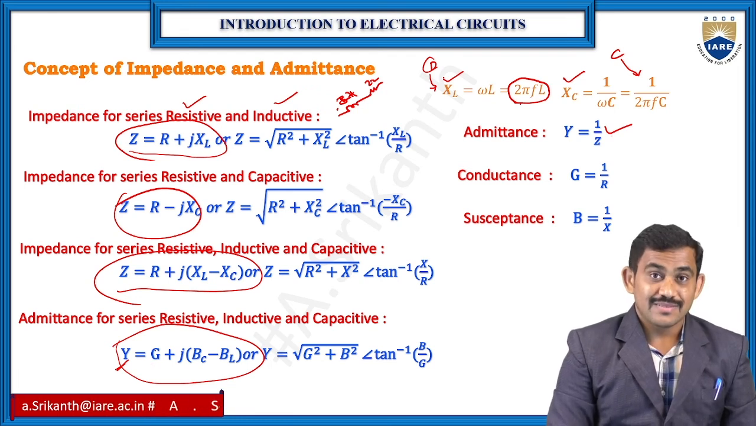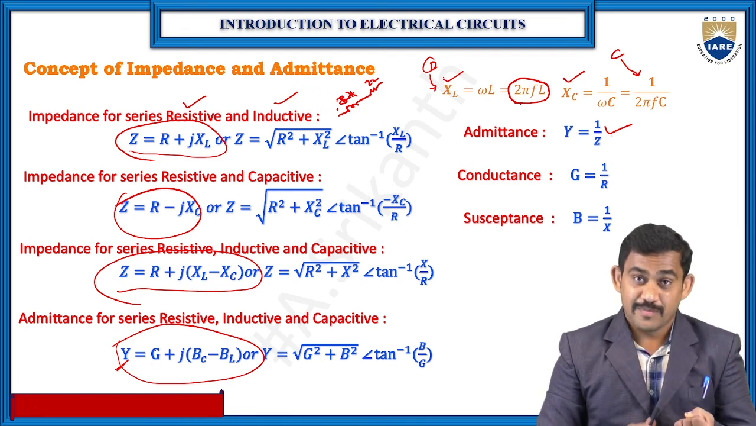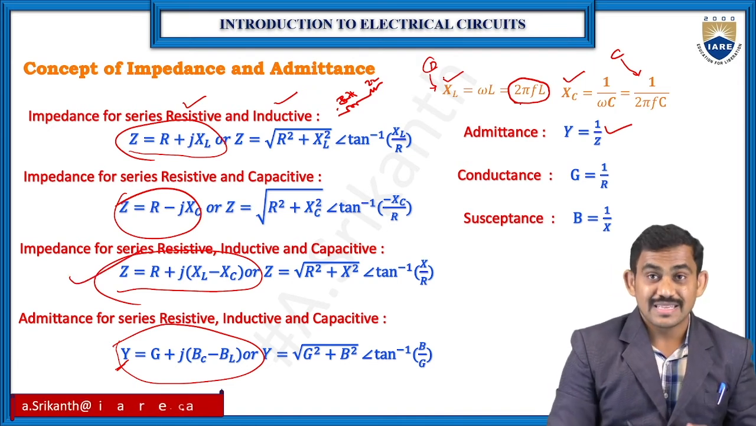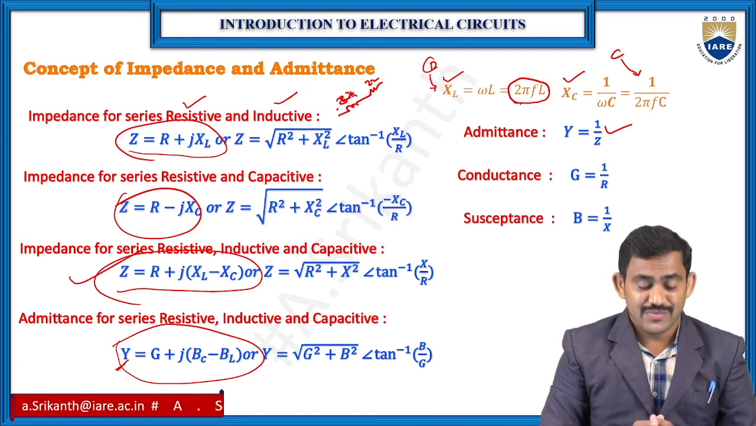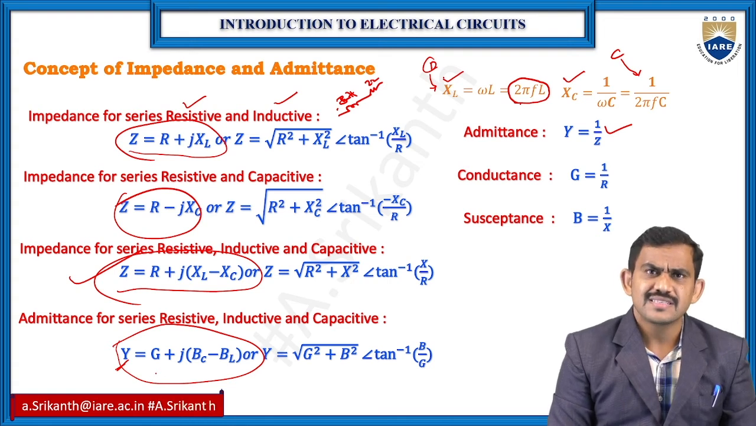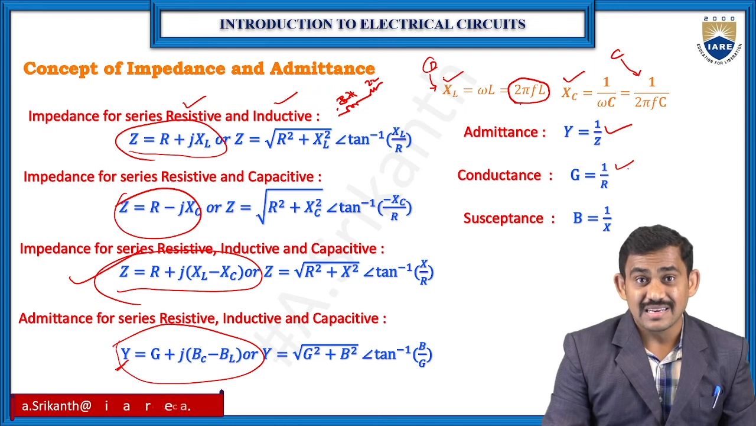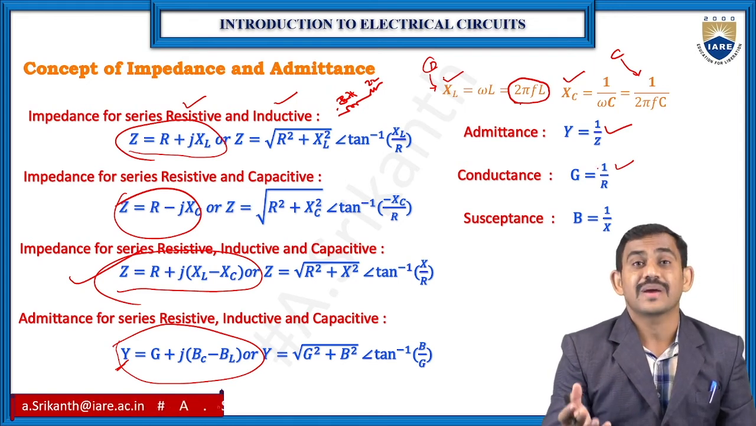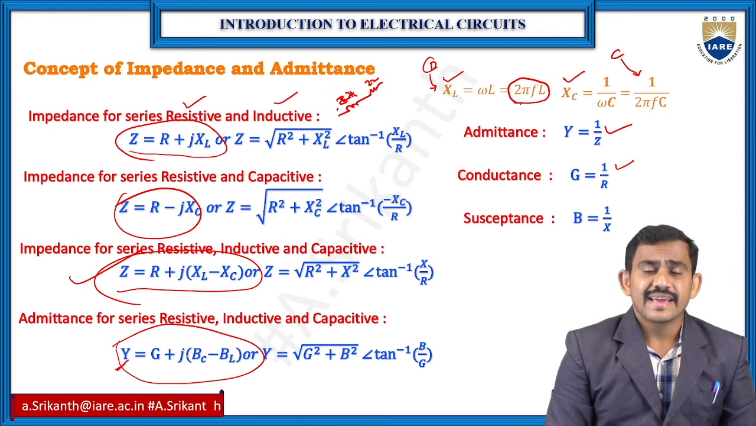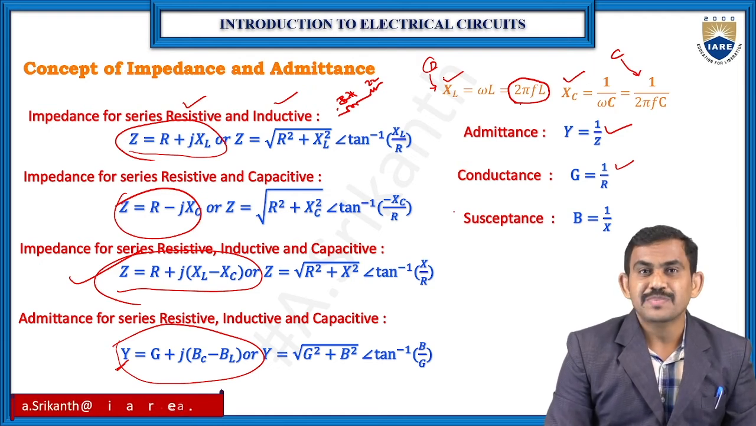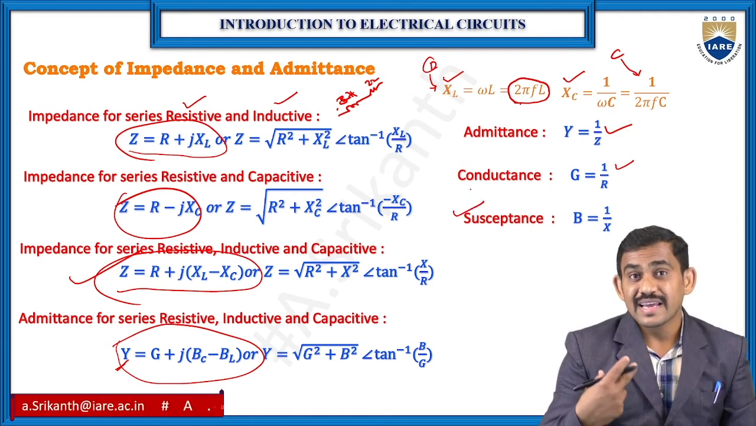Now when the resistor, inductor, and capacitor are connected in series, we have a formula. But when they are connected in parallel, then my formula is G, again G. What is G? G means conductance, that is 1 by R. So which value has the R? That is 1 by R, plus again BC. And what is the BC? B means susceptance, the reverse of reactance.